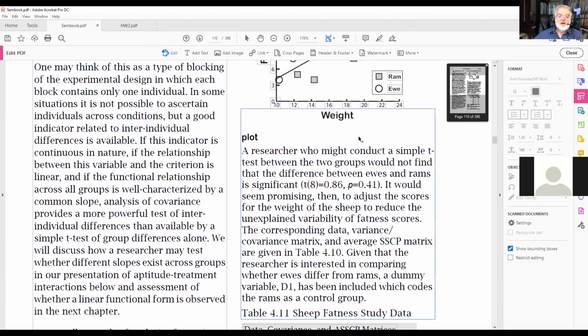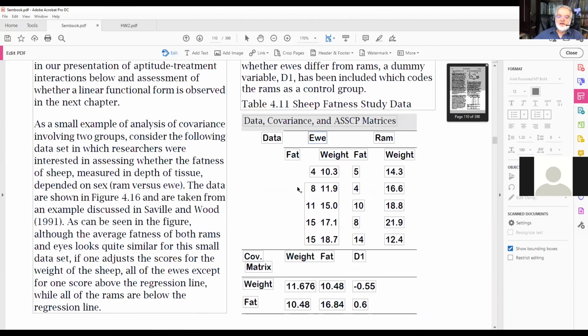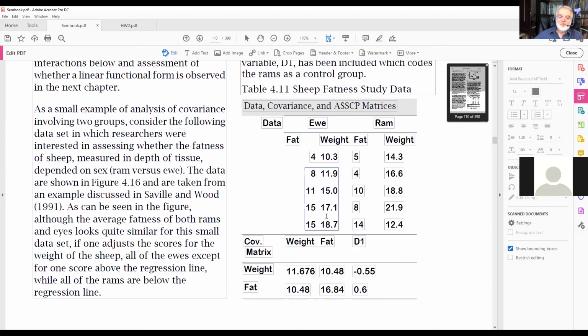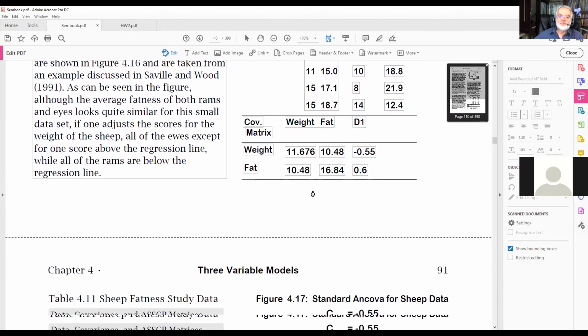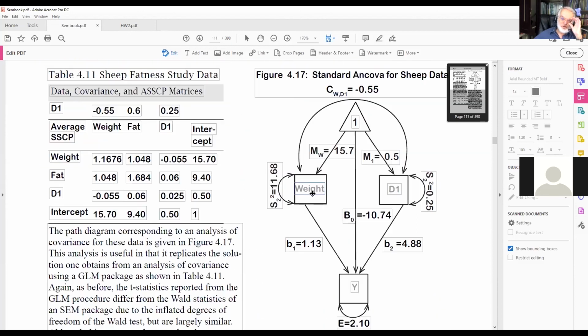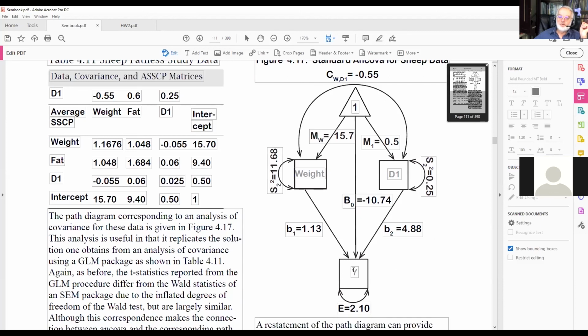Well, here's my data. Here's my weight. Here's the fat that results for the ewes and the rams. What I want you to draw your attention to is, here's the path diagram. Well, that is just a regular old two-predictor regression. It's just that I have a dummy variable here that codes for sex of ram, and a continuous variable here that codes for the weight.